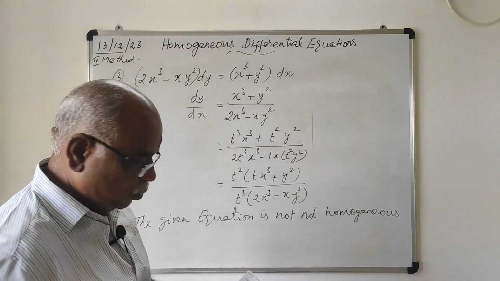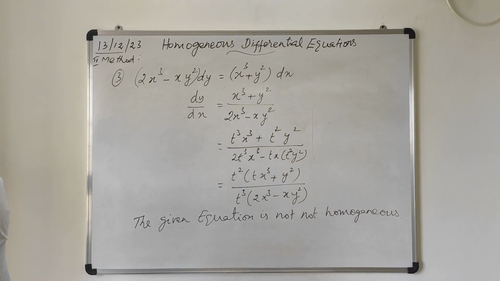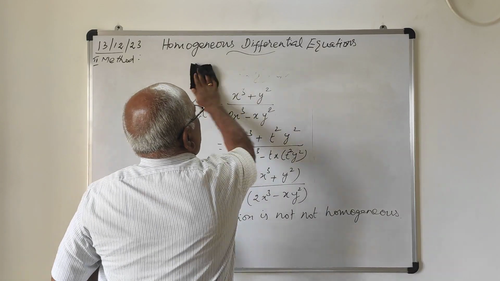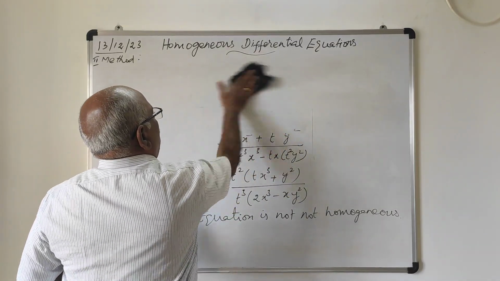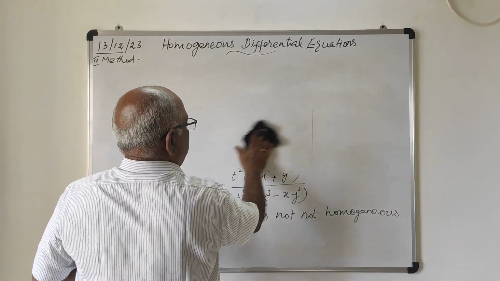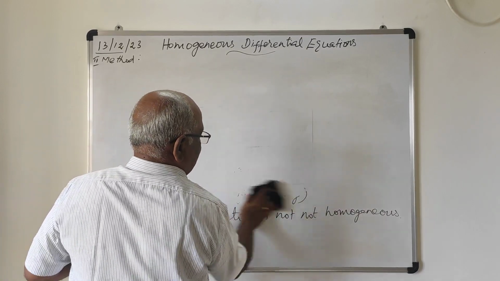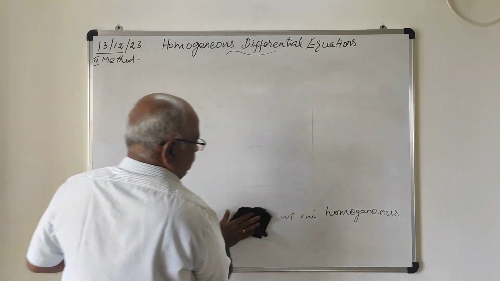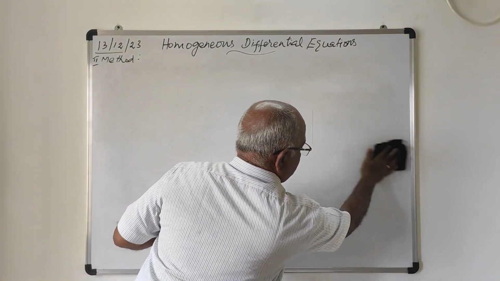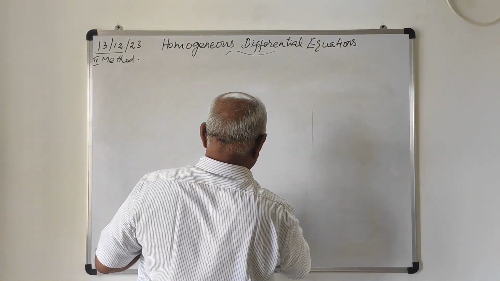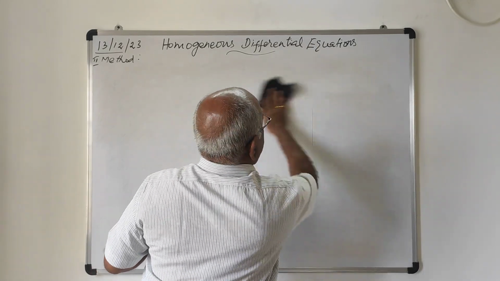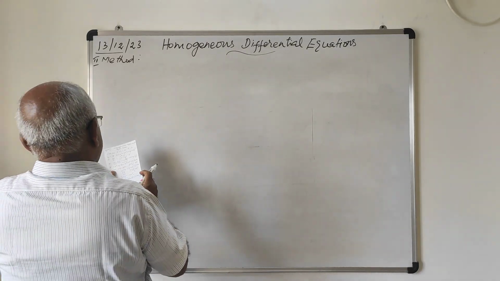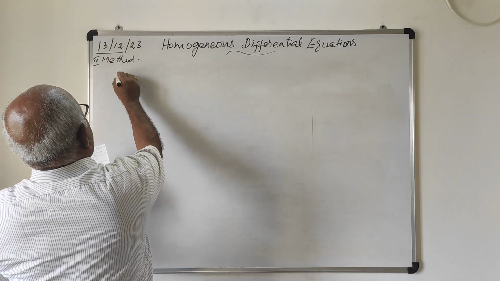Next, I am going to solve one problem using this homogeneous differential equation method. To solve this type of equations, we have to replace y equal to Vx. That is the substitution we have to give. To solve these homogeneous differential equations, you have to substitute for y as Vx. Let's see an example.